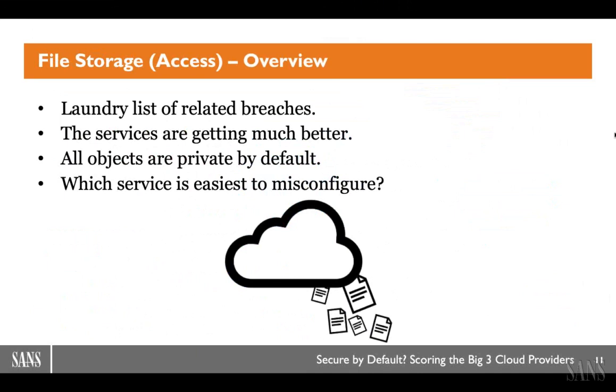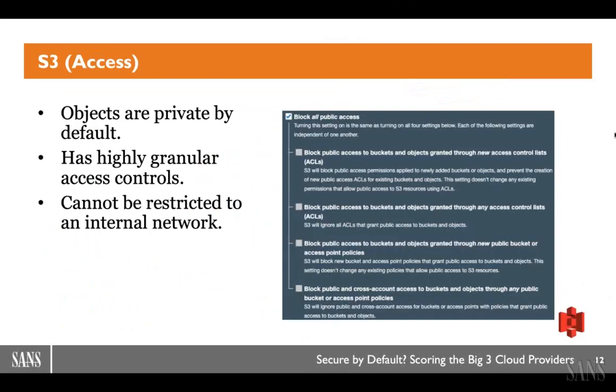Every provider has gotten better at preventing this. Currently, all files uploaded to the big three are private by default. This doesn't mean our problem is solved, clearly, as eventually you are going to need to expose that data intentionally. The different providers have different access control options for legitimately sharing files. Which one makes it easiest to go wrong?